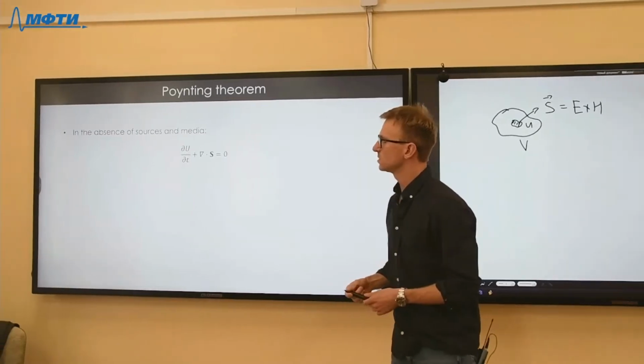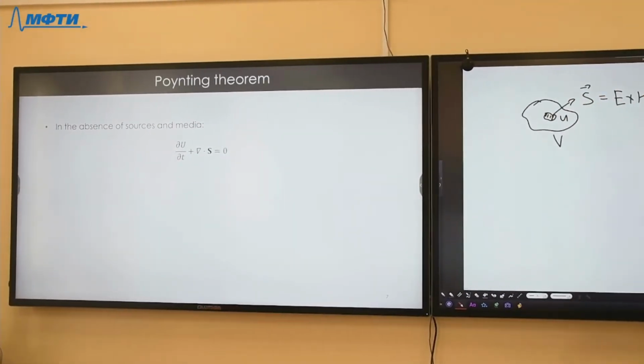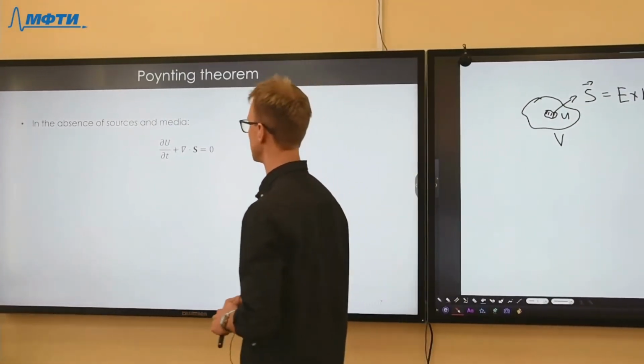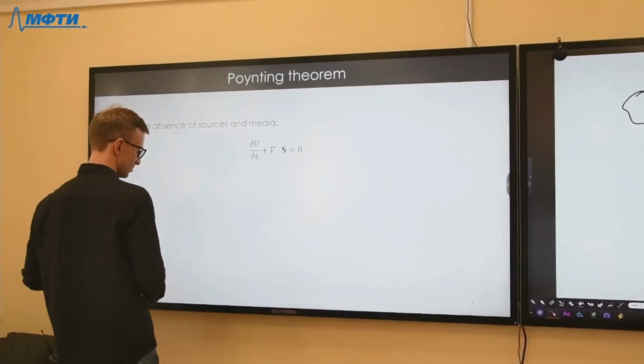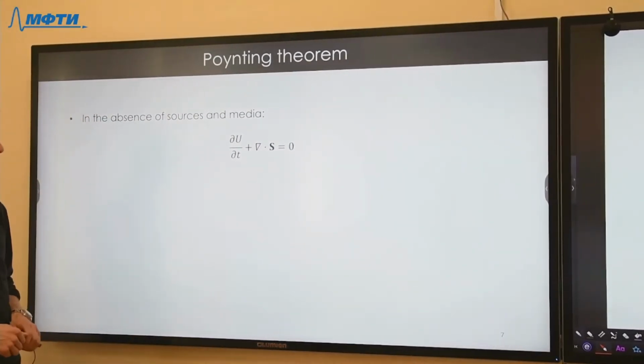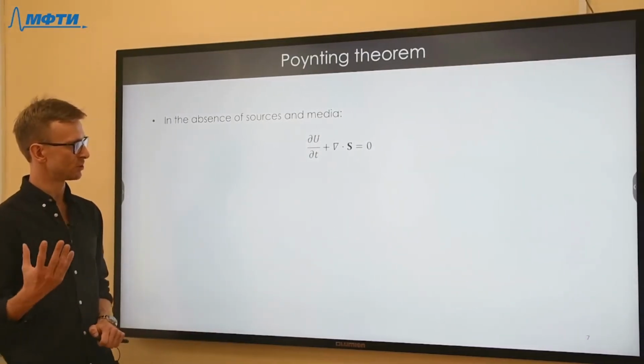So we can inspect a few practically common cases of the Poynting theorem. And the first such case is the absence of any media and sources. In the absence of sources, we don't have currents J, and the Poynting theorem can be written in the following compact way.